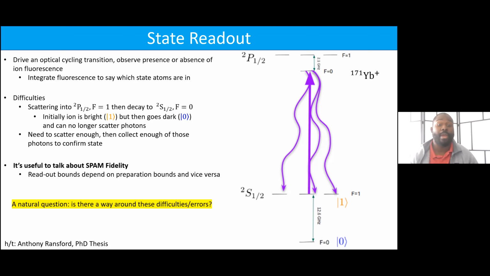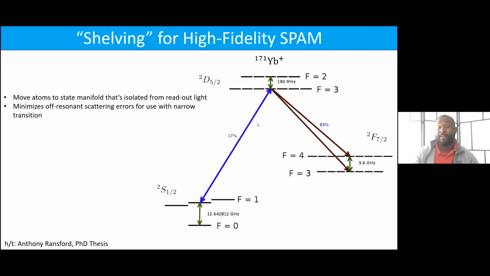And a natural question is, is there a way around these difficulties or errors that I mentioned? One thing that the Campbell group likes to use is shelving techniques. I suspect that Wes will have quite a bit to say about this, so I won't say too much. But generally, what you do is you move your atoms or ions to some state manifold that's isolated from your readout light. In the previous slide, I showed how off-resonant, unintentional transitions between states can put your ion into the wrong state, which stops you from being able to read out the state you tried to initialize.